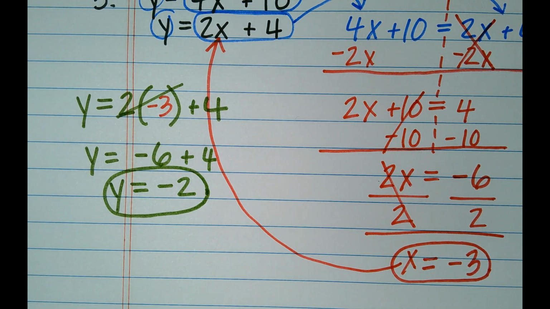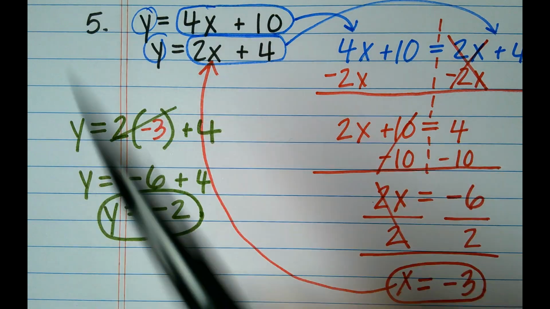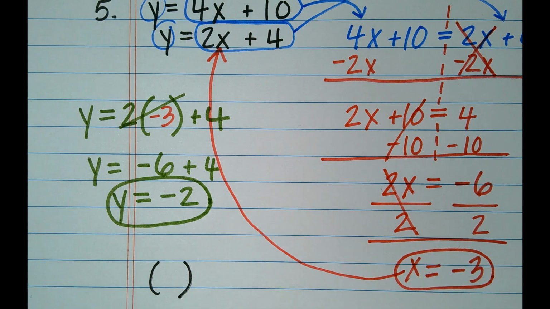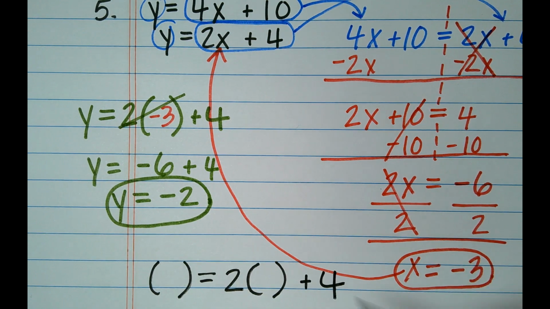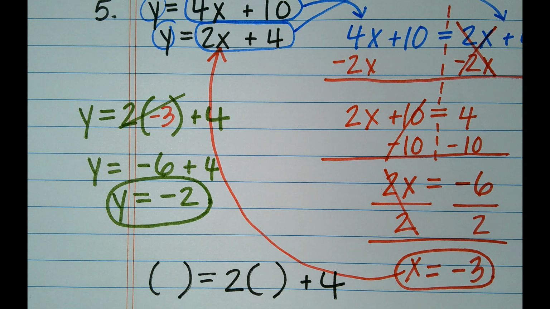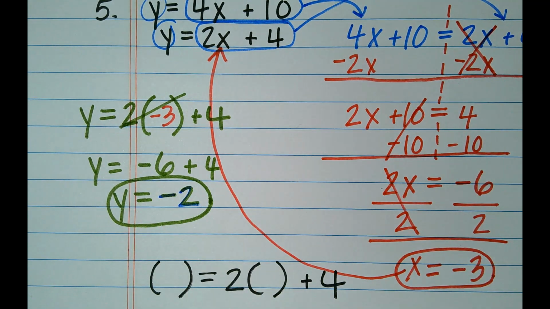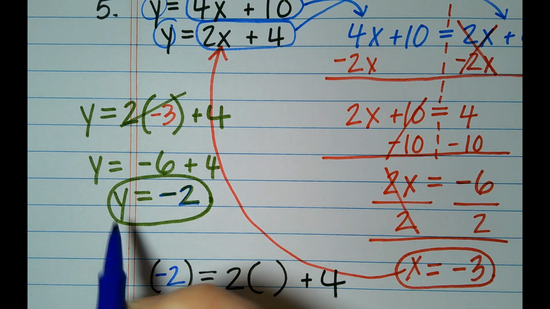That's it. How can I check my answer if I want to see if I got it right? That's right. I can plug the y's and the x's into the equation. Either equation would work. So just for fun, let's do that. Y equals 2 times x plus 4. I'm just checking my answer. This step is not necessary, but sometimes it helps. So where do I put my negative 2 in this equation? Before the equal sign. Y equals negative 2.